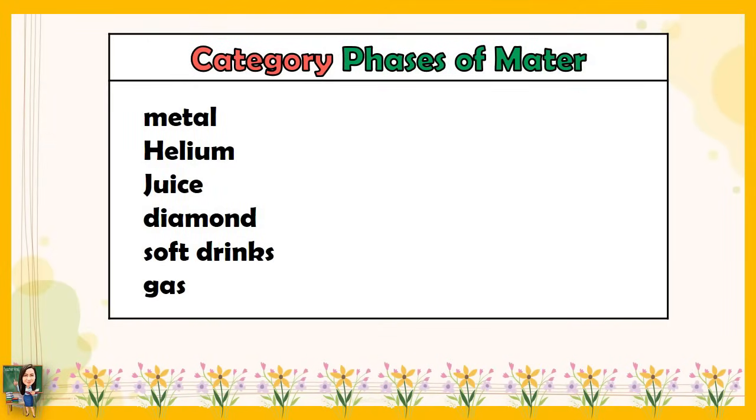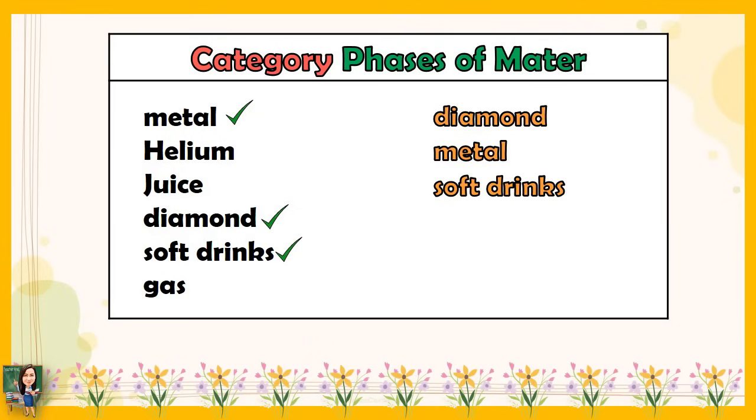Category: phases of matter. What are the phases of matter? Solid, liquid, and gas. First, what are the solids? The solids are diamond and metal. Next are liquids. The liquids are soft drinks and juice. And the gases are gas and helium.